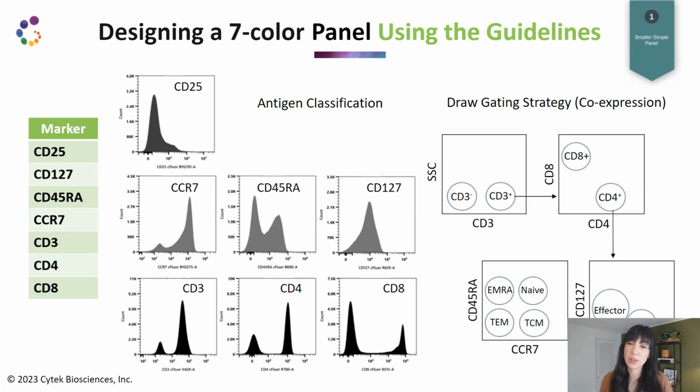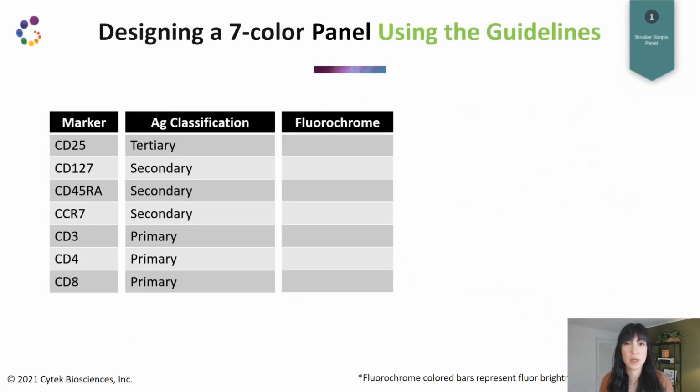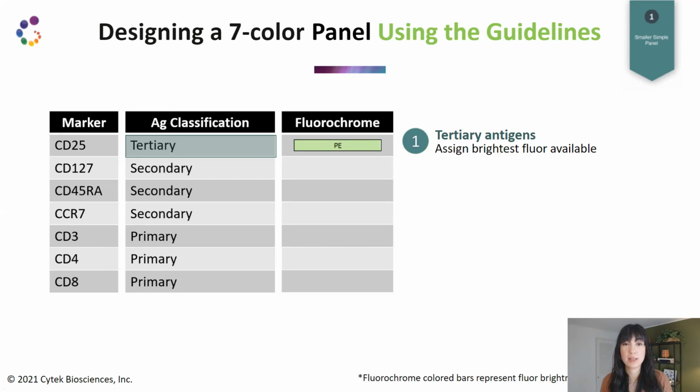Now we can use a gating strategy if we want. It's always a great idea to start out with a gating strategy, but for the smaller panels, it's not going to be incredibly critical for us to pay attention to co-expression. So when we design our panel, we're going to start with the tertiaries. We're going to assign that to the brightest fluor available. So I'm going to select PE for that.